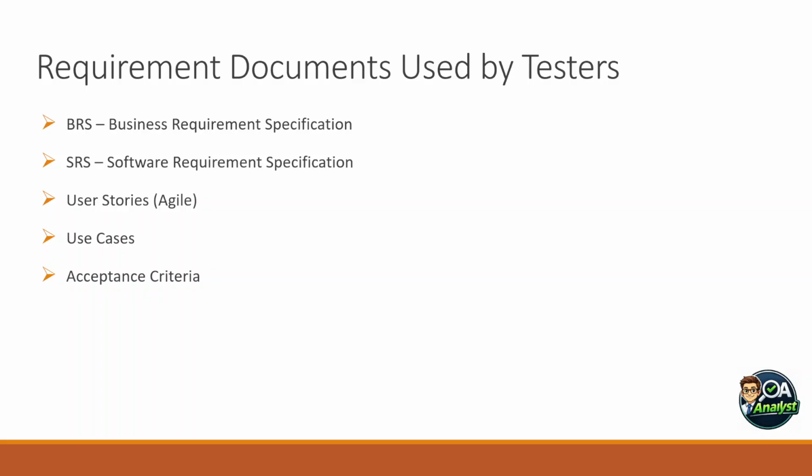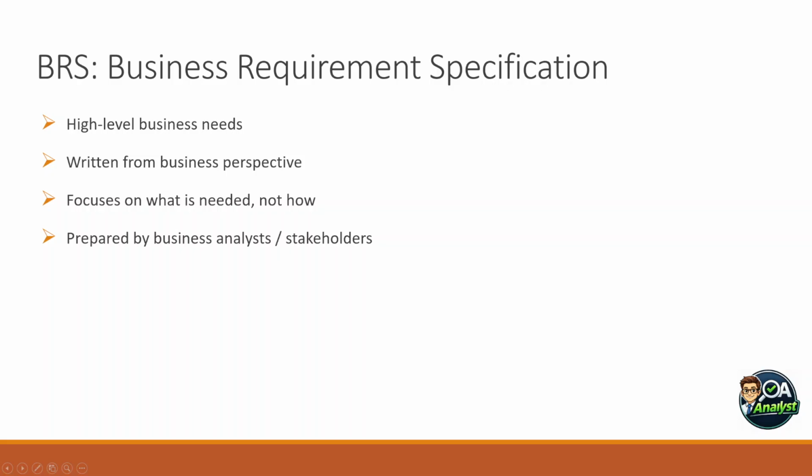So let us start with the first document, that is BRS, the business requirement specification document, or business requirement document, that is BRD. BRS is a very high level document. It mainly focuses on business needs, client expectations, and what problem the software should solve. For example, the user should be able to make online payment securely.